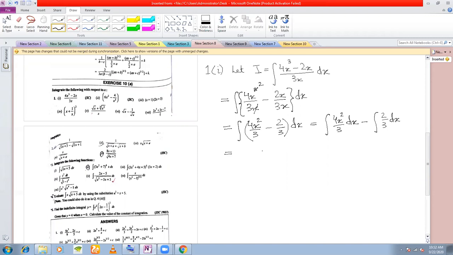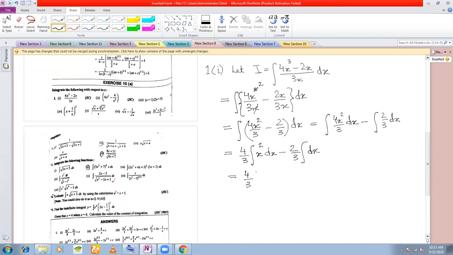So now what will happen? This 4 by 3 is a constant. Okay, just check this step whether you have understood this step or not. 4 by 3 is a constant, so I can take it out of the integration. And 2 by 3 is also a constant, so I can take it out of the integration. Now tell me. Yes, sir.